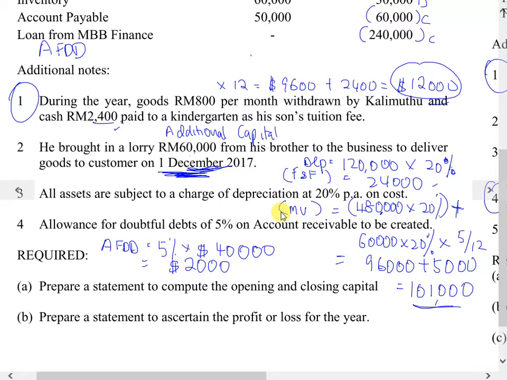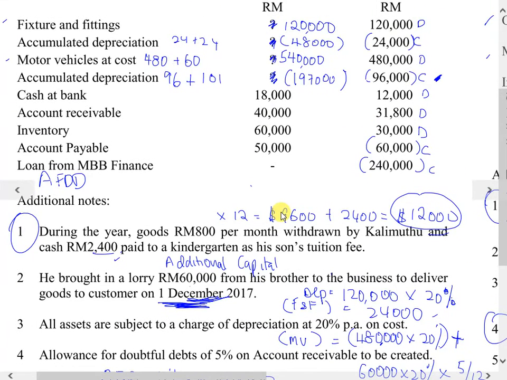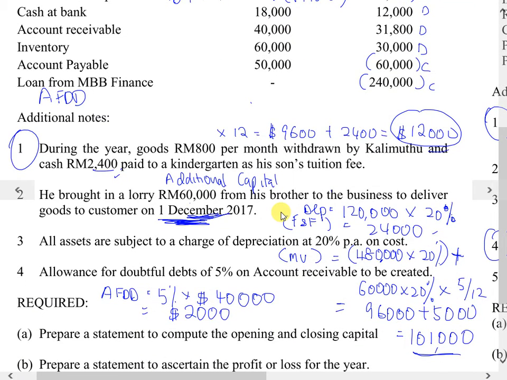Allowance for doubtful debt will be 5% on your receivable. Look at your closing receivable. You have 40,000 receivable closing, and the question asks you to create doubtful debt of 5%. So 5% on your closing receivable 40,000. I want to provide 2,000. AFDD, allowance for doubtful debt. I want to create 2,000 doubtful debt.